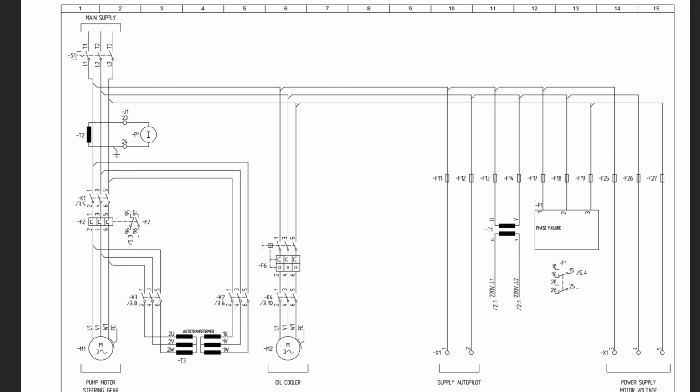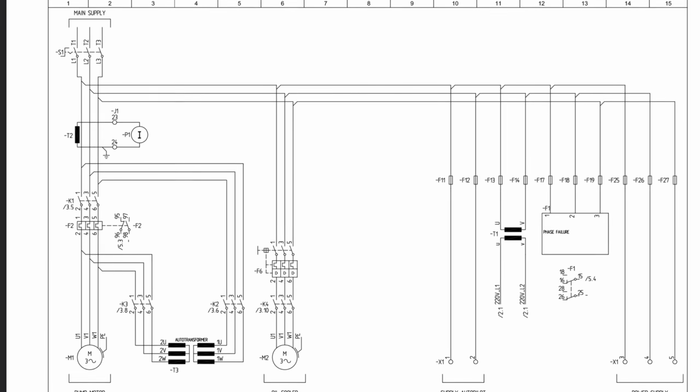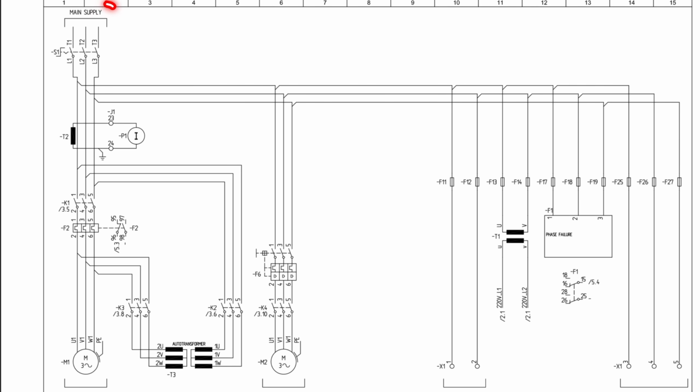So let us start tracing the diagram. First we will see what components are used in this diagram. See, first we have the main supply S1. This is the main breaker. Then we have the T2 transformer. This is for the current indicator. Then we have the K1 main contactor going to the motor.